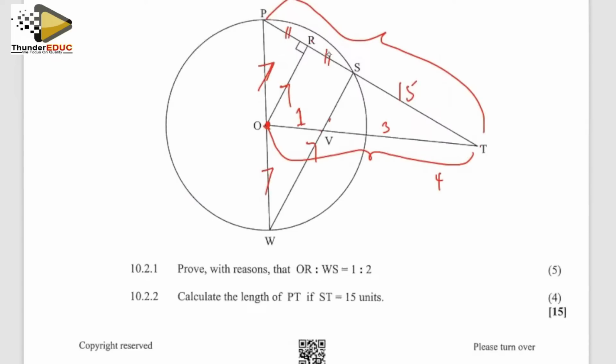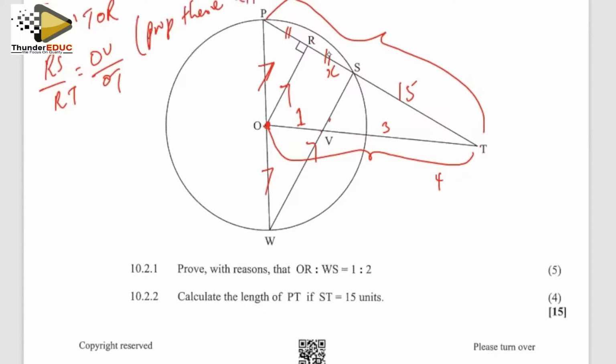If I use triangle TOR, I'll have my RS over my RT, which should be equal to OV over OT. The reason is going to be the proportionality theorem, because OR is parallel to WS. Let's do the substitution. So X over X plus 15 should give us the ratio of OV to OT, which is 1 over 4. Cross multiply.